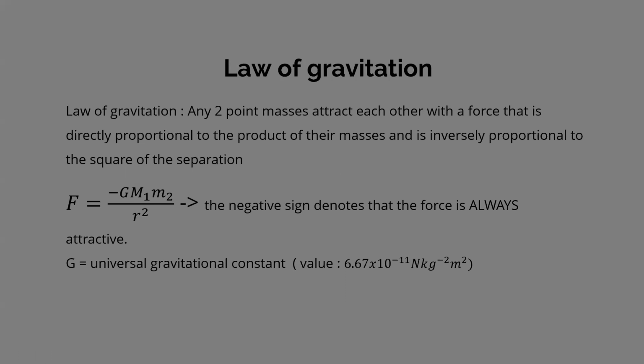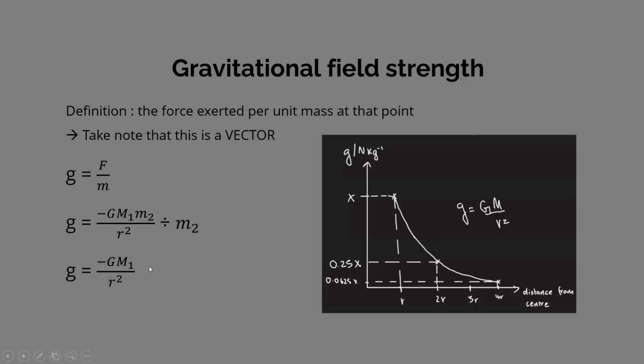They will never repel. G, which is the universal gravitational constant, has a value of 6.67 times 10 raised to the power of negative 11. This will be given in your data booklet, so there's no need to memorize it.